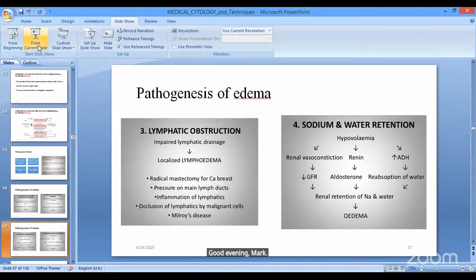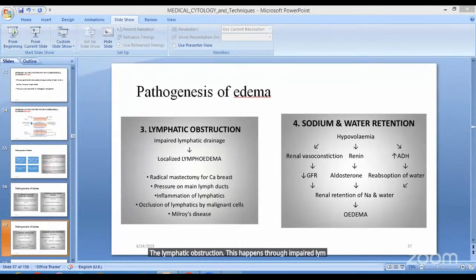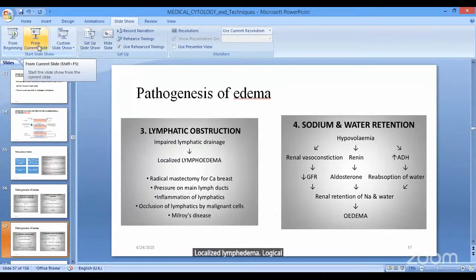Number three, lymphatic obstruction. This happens through impaired lymphatic drainage, localized lymphedema, radical mastectomy for breast cancer, pressure on main lymph ducts, inflammation of lymphatics, occlusion of lymphatics by malignant cells, Milroy's disease. With this lymphatic obstruction, you will have edema.